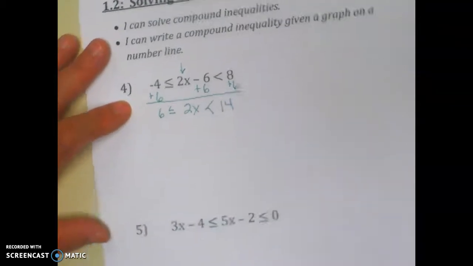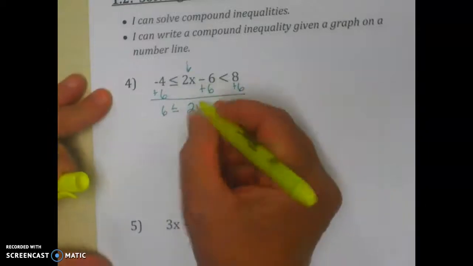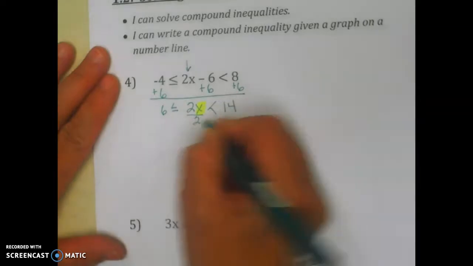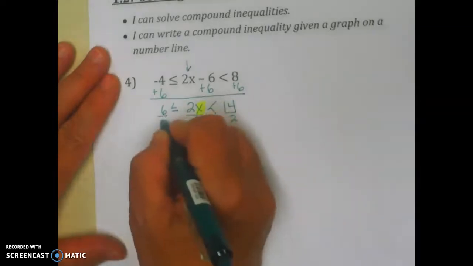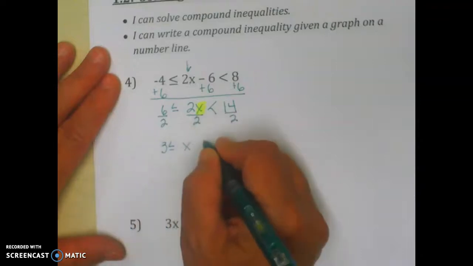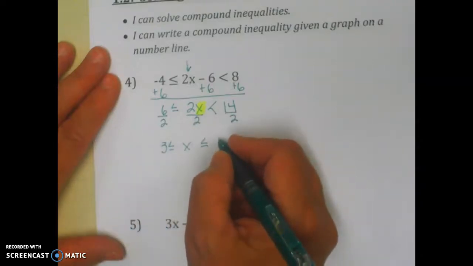My next step, again, I'm focusing on the x. I'm trying to get the variable by itself. So what I'm going to do is divide by 2. And that means I need to divide everything by 2 on both sides of the inequality. So I have 3 is less than x is less than, oh wait, I did that wrong, didn't I?